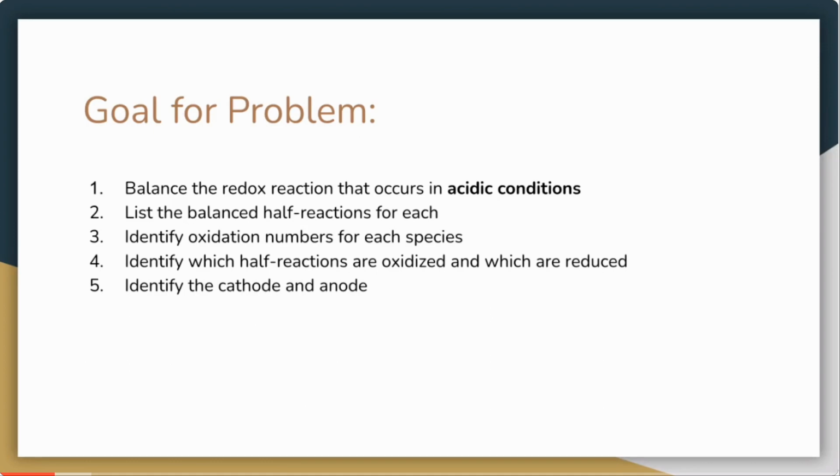The major goals when solving this problem are to balance the redox reactions in an acidic environment, meaning that there will be H plus ions in the final reaction. To do this, the problem will be broken down into 7 smaller steps, starting with breaking the reaction into 2 half reactions, identifying oxidation numbers throughout the steps, identifying which reaction is being oxidized and which is being reduced, and in turn identifying the cathode and anode of the problem.